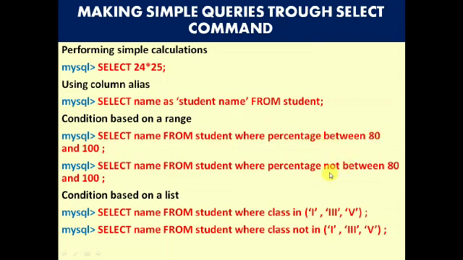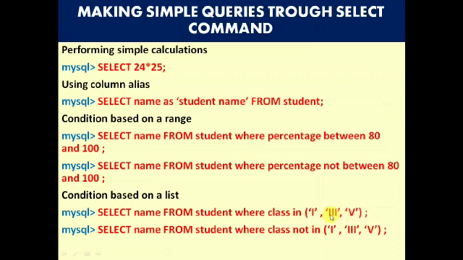Similarly, we can use not between also. If I want to display the students whose percentage is not between 80 and 100, I can use the operator not between also. Now coming to the next, condition based on a list. If my values are not in increasing or decreasing order, meaning not in a range, I want to select some specific values.